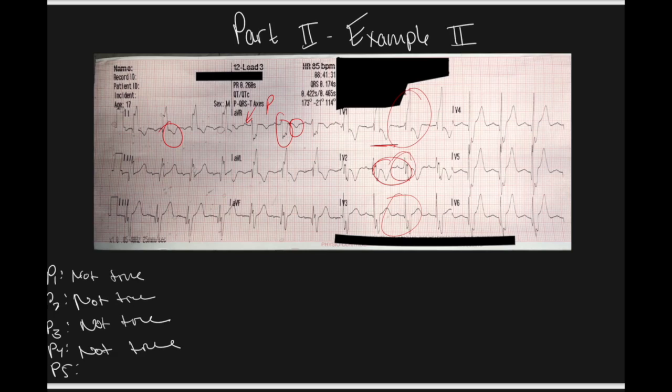So we have Q waves in 1, 2, 3, and AVF. And we know that inferior Q waves are common, but they do look on the surface to be a little deeper than we would like. We do also have little Q waves in V2, or V3 rather. So this isn't necessarily true either. So this quick glance at this 12 lead tells us we definitely need to take a closer look. Okay, so let's go ahead and do that now.